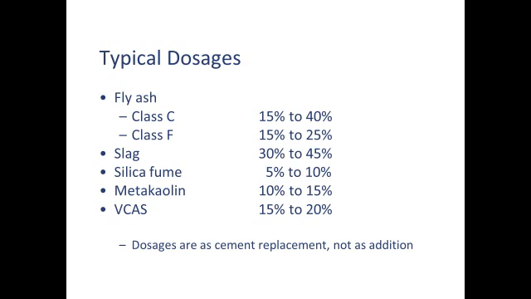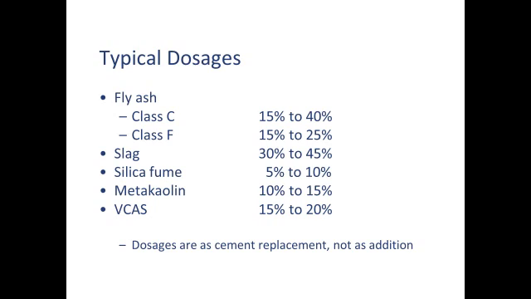Metakaolin, because it's much more reactive, 10 to 15%. Typically, I've done 10%. Silica fume, 5 to 10%. 10% is a lot. Typically, it's 5 to maybe 7%. And then I don't have that much experience with slag, but some folks have gone less, some folks have gone more, but 30 to 45% is roughly what the construction industry uses as a replacement.